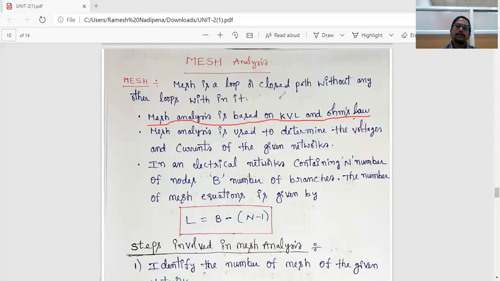Okay, so let us discuss the definition of mesh. A mesh is a loop or closed path without any other loops within it. Again, I repeat, a mesh is a loop or closed path without any other loops within it.